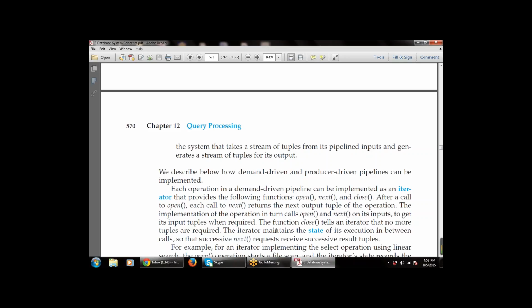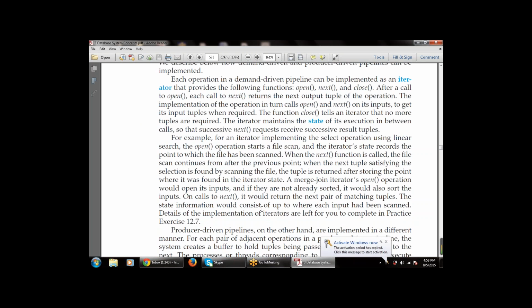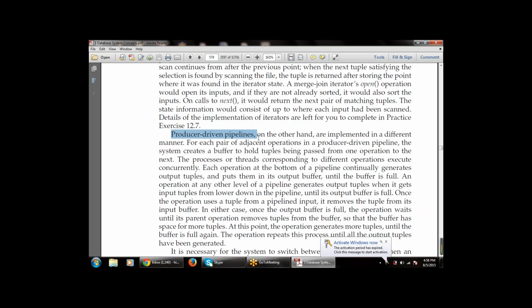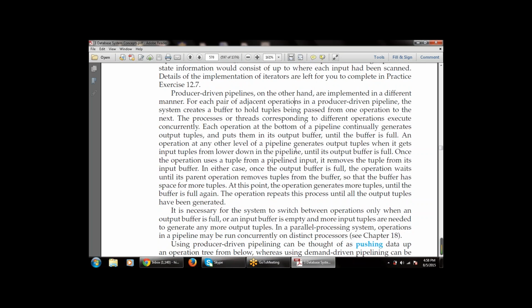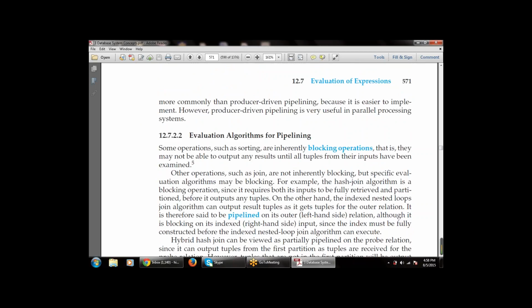The iterator maintains the state of its execution in between calls, so that successive next requests receive successive results of the tuples. For example, for an iterator implementing the select operation using linear search, the open operation starts a file scan and the iterator state records the point to which the file has been scanned. A producer driven pipeline is implemented in a different manner, used for pushing up laziness. There will be multiple methods.